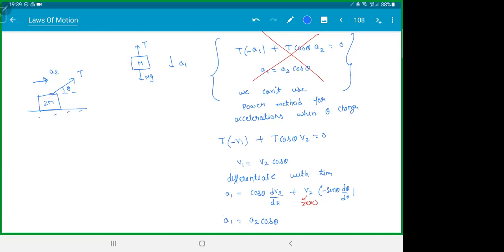So people who have done this without thinking, right? You got the answer, but you got it in a wrong way. So be careful. a1 is equal to a2 cos theta. Please check this out. And then you're done.